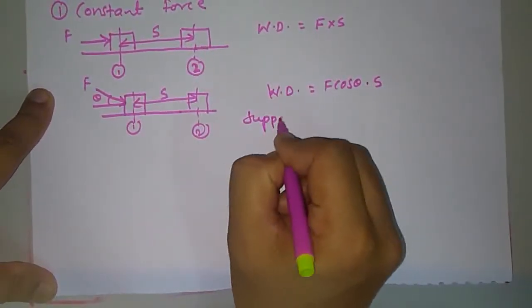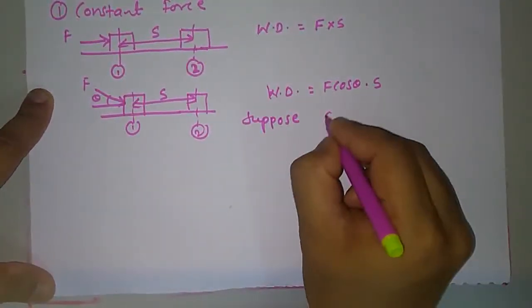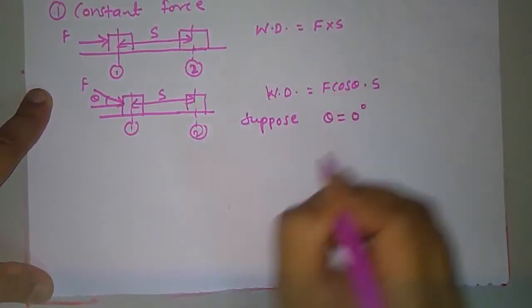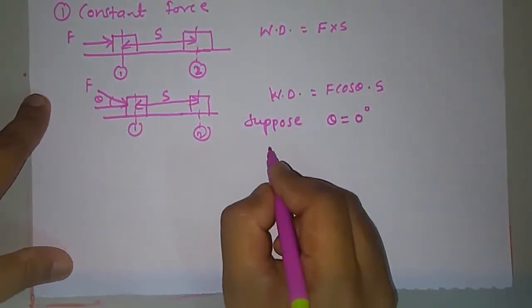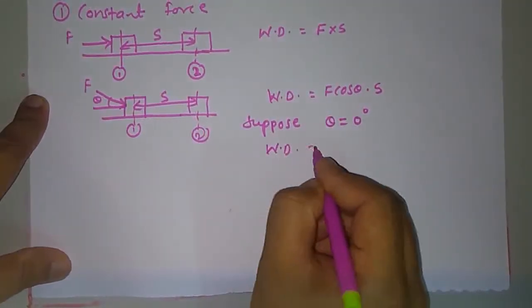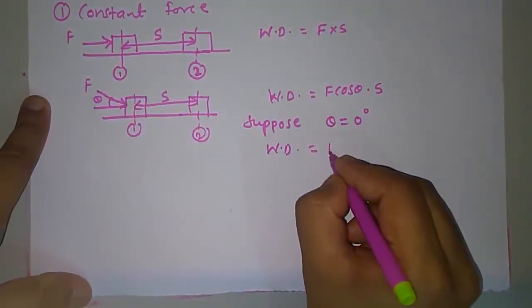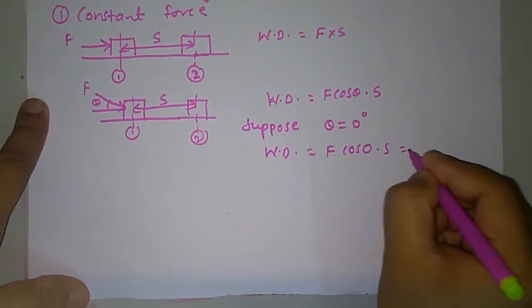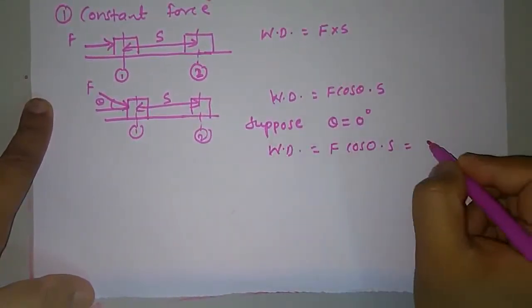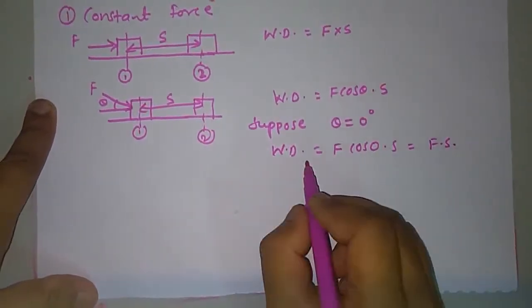Suppose theta is equal to 0 degree. If you put theta is equal to 0 in this, what is the work done? Work done is F cos 0 into S. What is cos 0? Cos 0 is 1. So it is F into S.